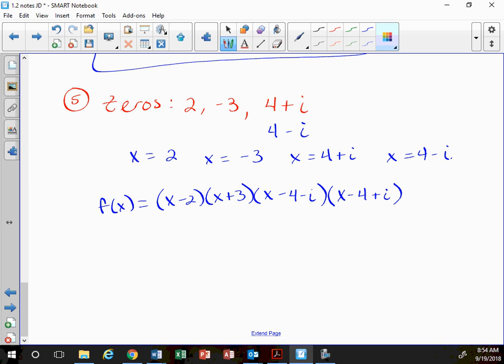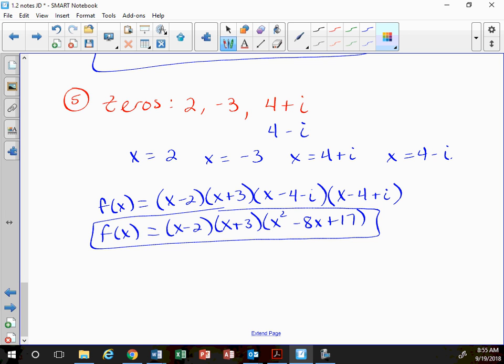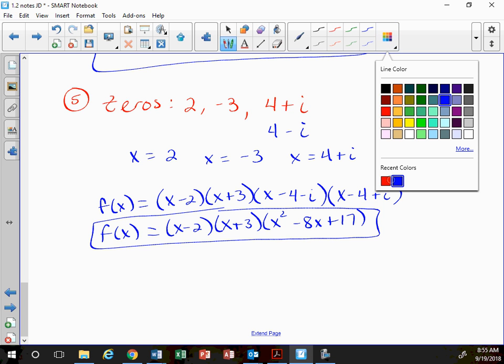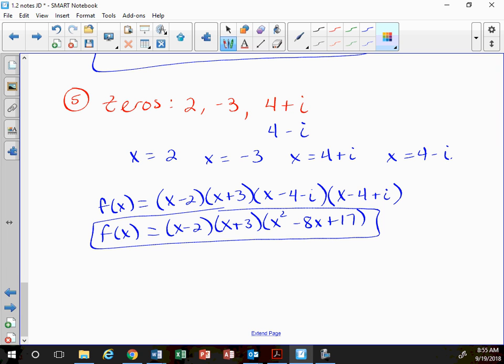Like most of you are there. You write it up here just so you can check. So your final answer should be f of x equals x minus 2, x plus 3, x squared minus 8x plus 17. Okay? How'd we do? Any questions before we move on to something else? Okay.